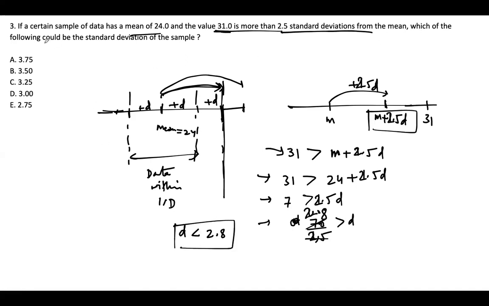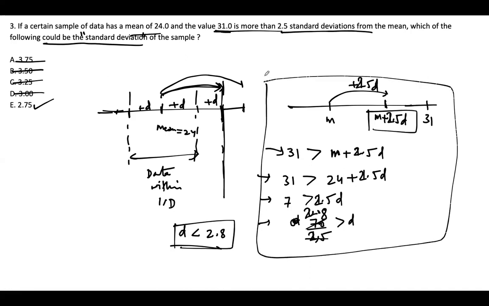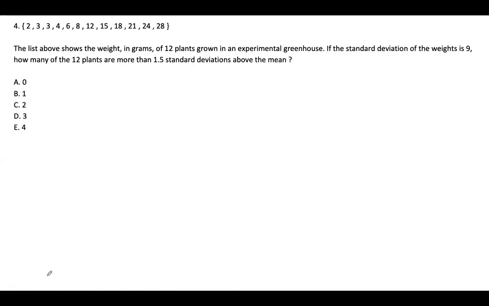Which of the following could be the standard deviation? D has to be less than 2.8. 2.8, no. D has to be less than 2.8. This value, no. This value, yes. So you just needed to figure this out. Nothing great with this question. I think everyone should have solved this question.